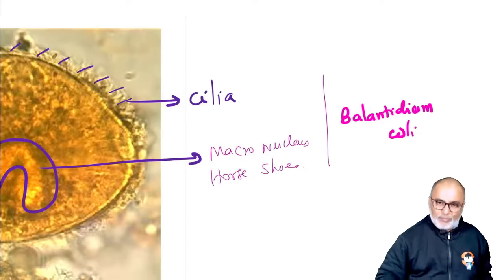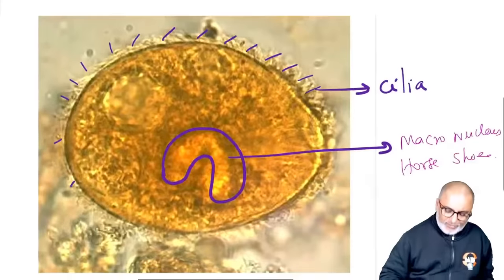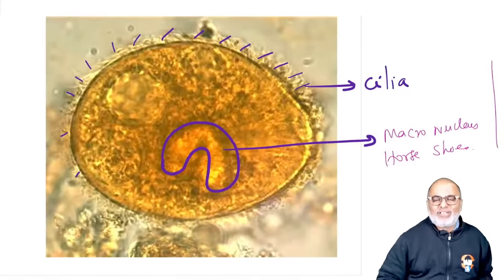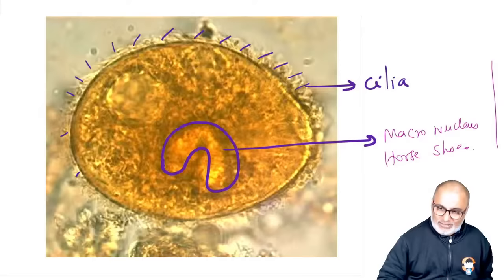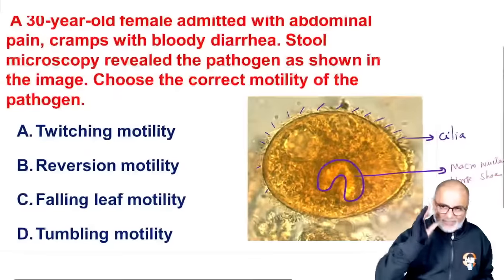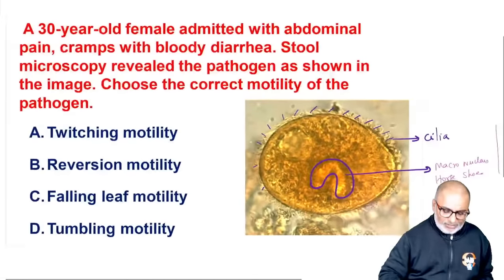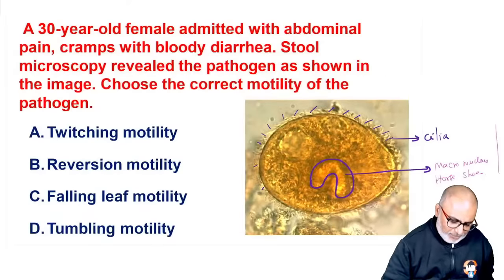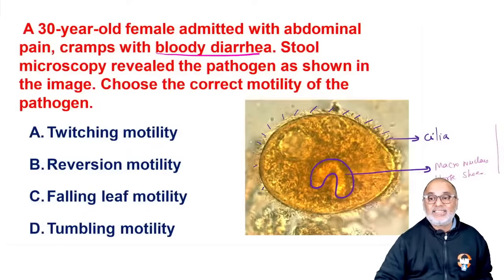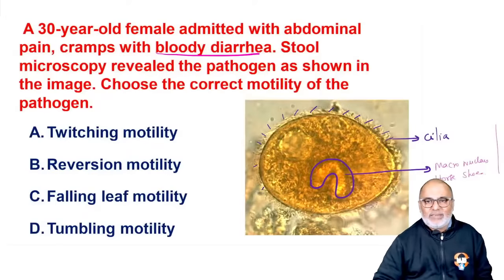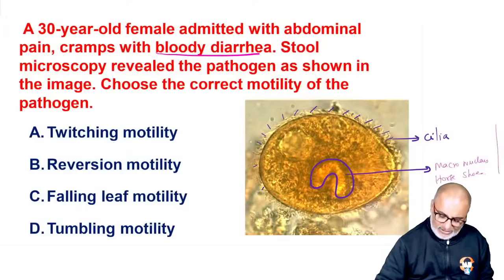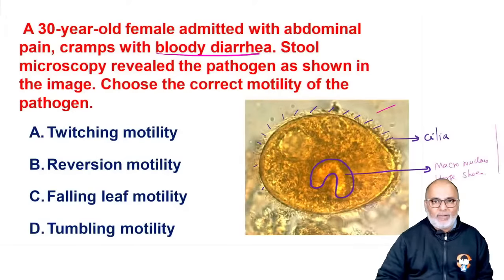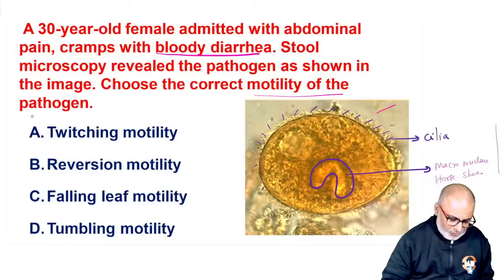Yeah, this is the right approach. So as per the picture, it is Balantidium coli trophozoite. Whatever question, we'll go to that question. We'll see anything related to Balantidium coli. So fix Balantidium coli in your mind, a matter of 30 seconds. 30-year-old female admitted with abdomen pain, cramps and bloody diarrhea. It causes ciliate diarrhea, ciliate dysentery. Stool microscopy revealed pathogen as shown in the image. Yes, it is trophozoite of Balantidium coli. Choose the correct motility of the pathogen, that's all.